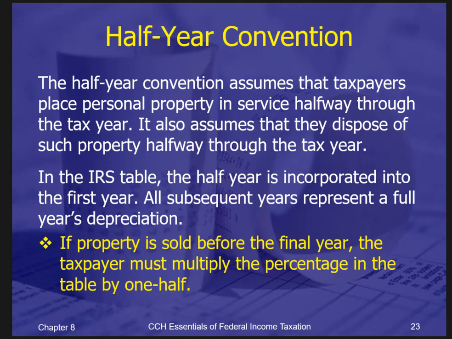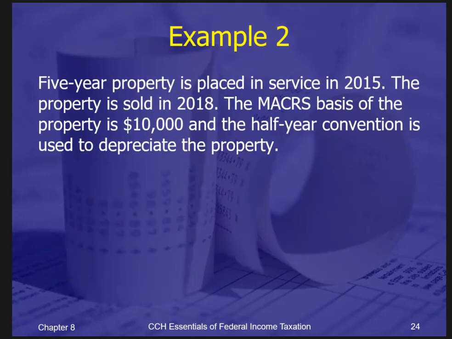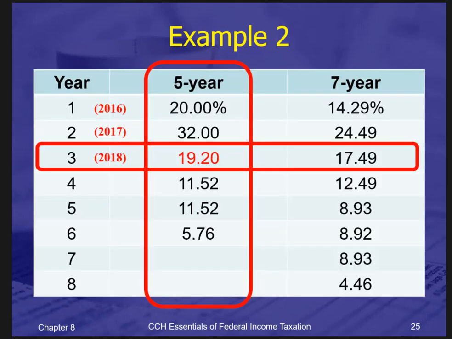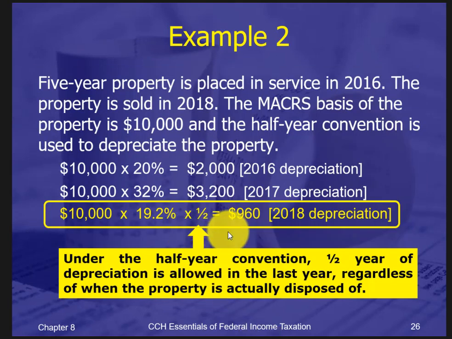This just reminds us that if we sell it before the end of the year, we have to multiply it by a half. Here's an example. Sold in 2018, that's before it reaches the end of its useful life down here. So in this year, we would multiply it by the 19.2 and then divide by 2. Or multiply by a half, however you want to think about it.